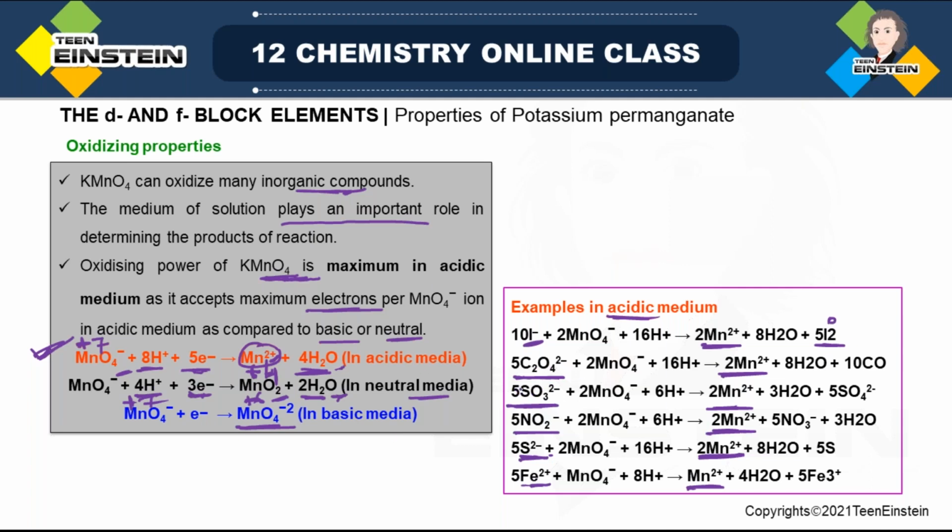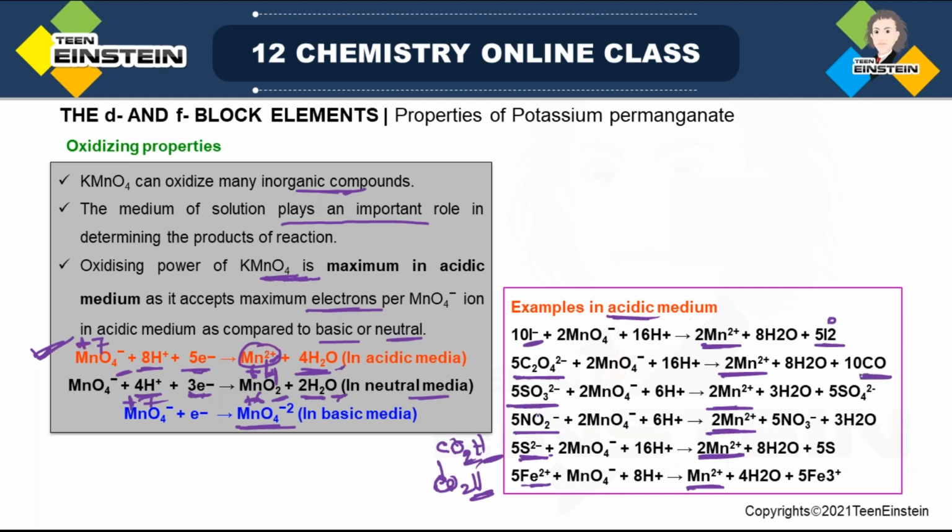Oxalate ion: if you add 2 hydrogen, the structure is like this: CO2H, another CO2H. This is C2O4H2. But if you remove 2H, it will be CO2- CO2-, that means C2O4 2-. So it is now converted to carbon dioxide.